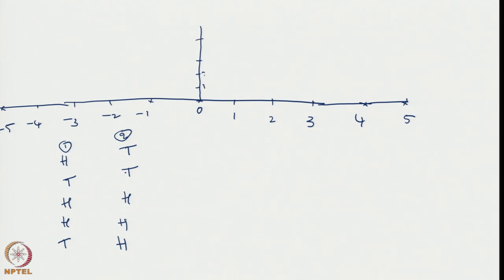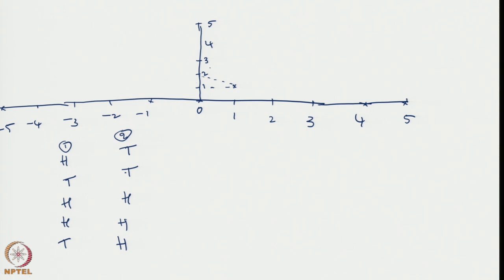Steps, let's say 1, 2, 3, 4, 5. So 5 steps. In the first step, he has got a head, so he is going to be here, plus 1 value. In the second one, he has got a tail, so he will move to minus 1, so he will come back to the origin, because you have to subtract 1.